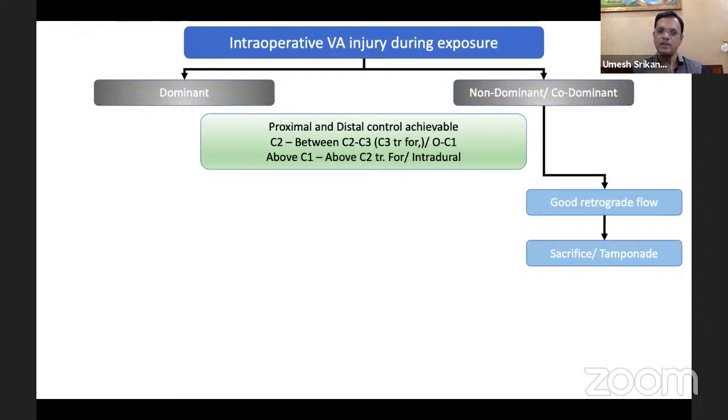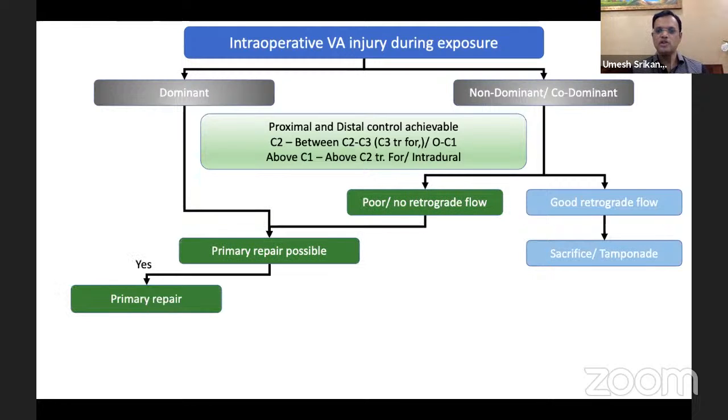If there is a good retrograde flow, or of course if it's a non-dominant or a codominant vertebral artery, and we are able to achieve these kinds of controls, and if there is a good retrograde flow even after blocking the proximal control, the artery can be safely sacrificed or tamponaded. If it is a hypoplastic or aplastic vertebral artery, then obviously it can be easily sacrificed. So if there is no good retrograde flow, then we have to evaluate whether primary repair is possible, especially if it's a dominant vertebral artery. And primary repair should be the first option whenever there is a dominant vertebral artery injury.